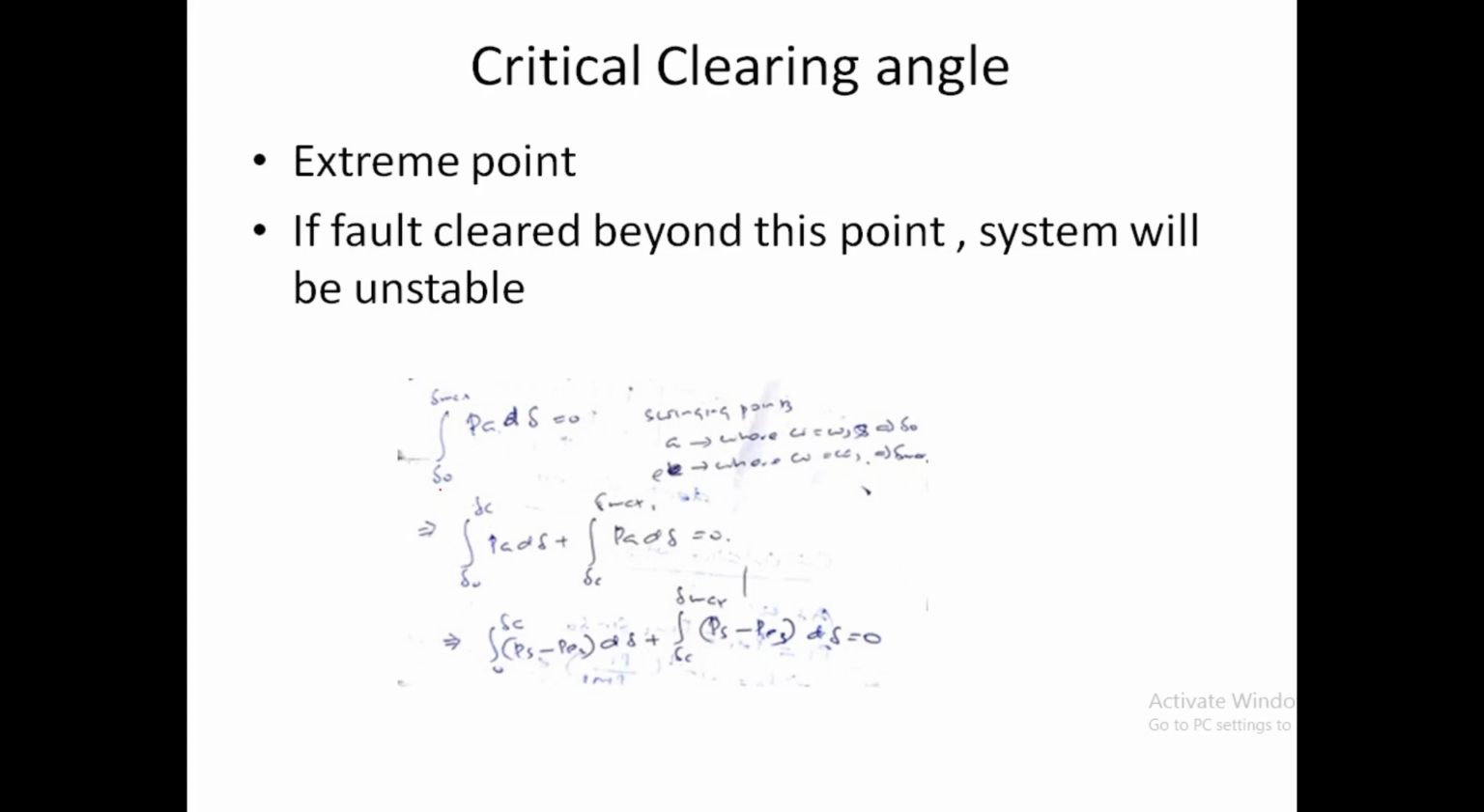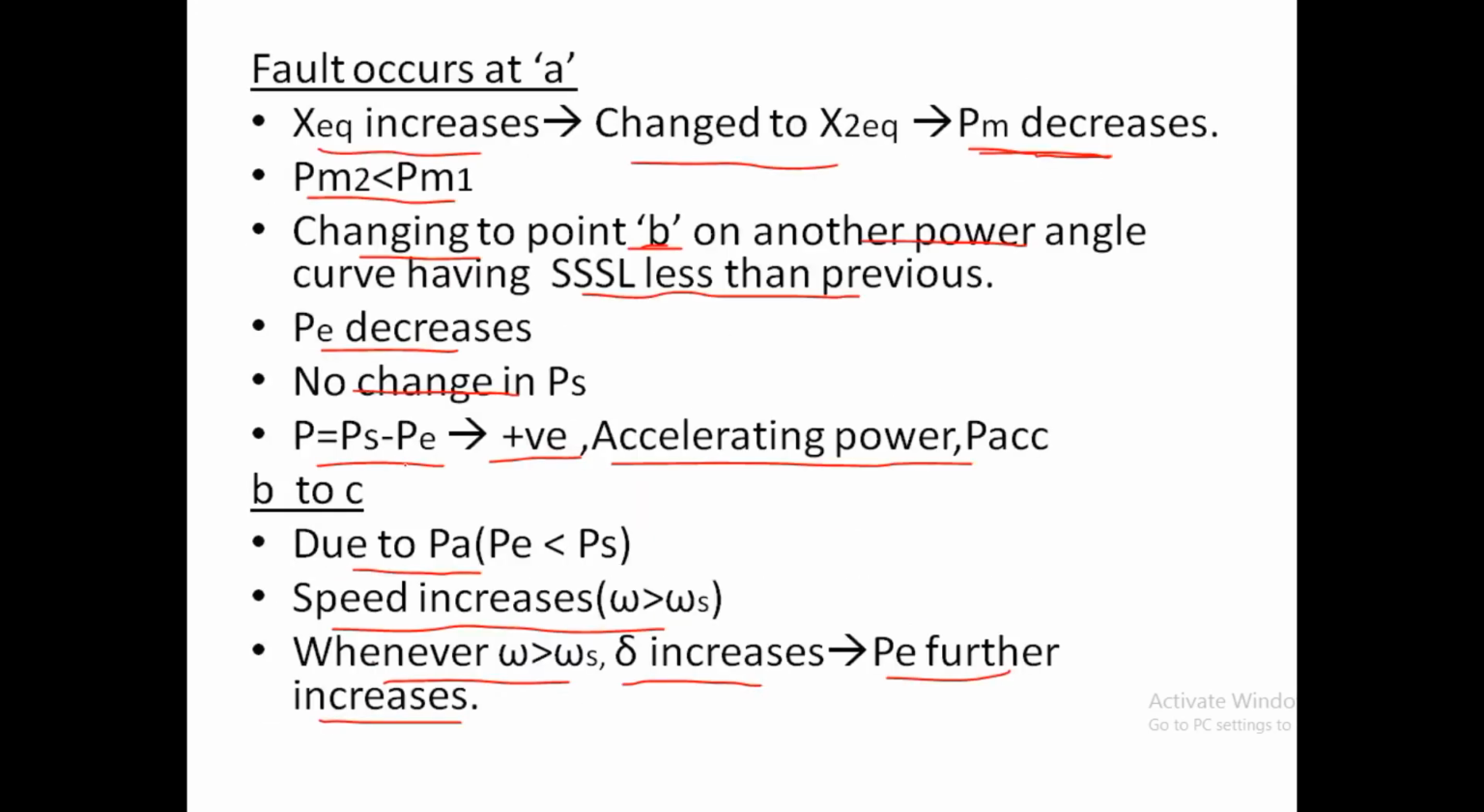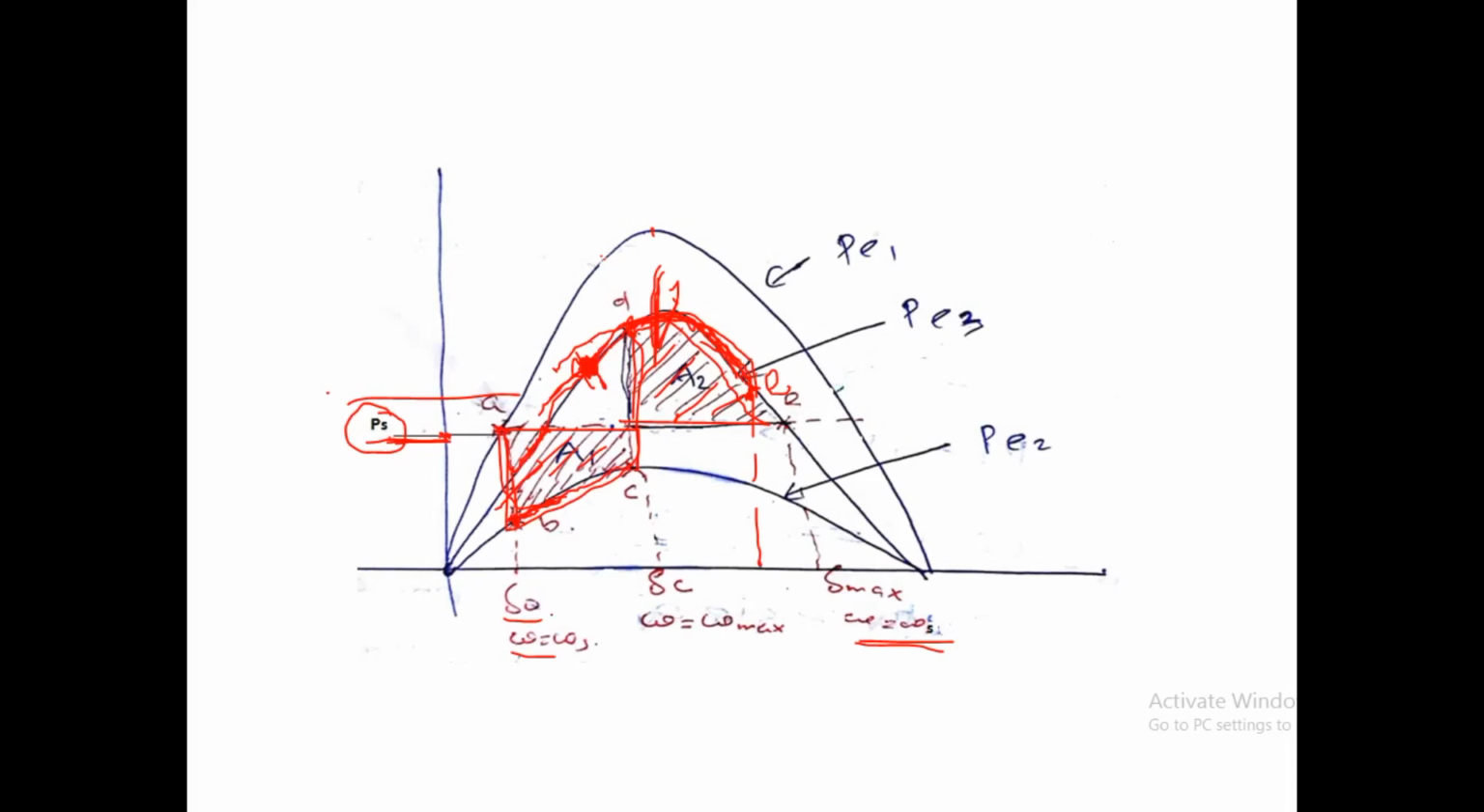We are integrating from delta 0 to delta max. The P_a d delta, you can see it in this curve. This is delta 0. From delta 0 to delta max, the area should be equal to 0. That is the equal area criteria. Two extreme points, delta 0 and delta max. In between these two points, that area should be equal to 0. So we are integrating the curve between these two points. In between you can see delta C. So up to delta C it is acceleration, and from delta C to delta max it is deceleration.